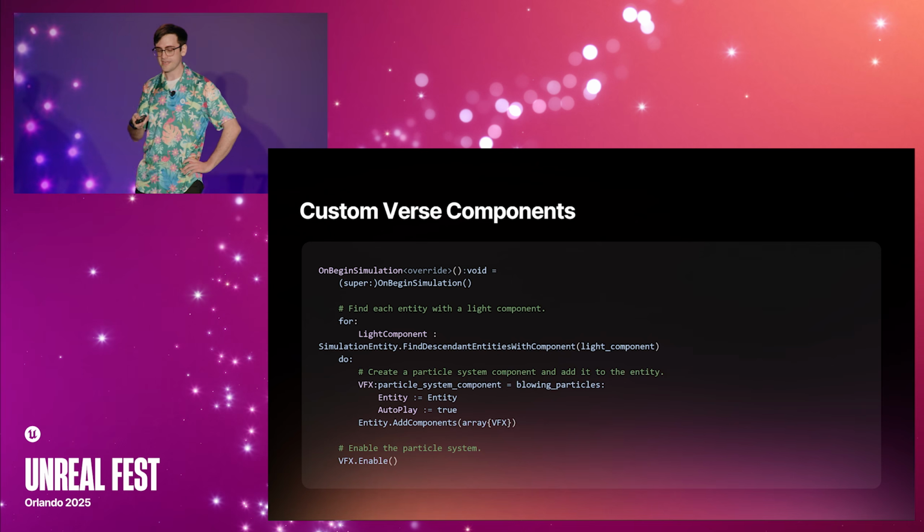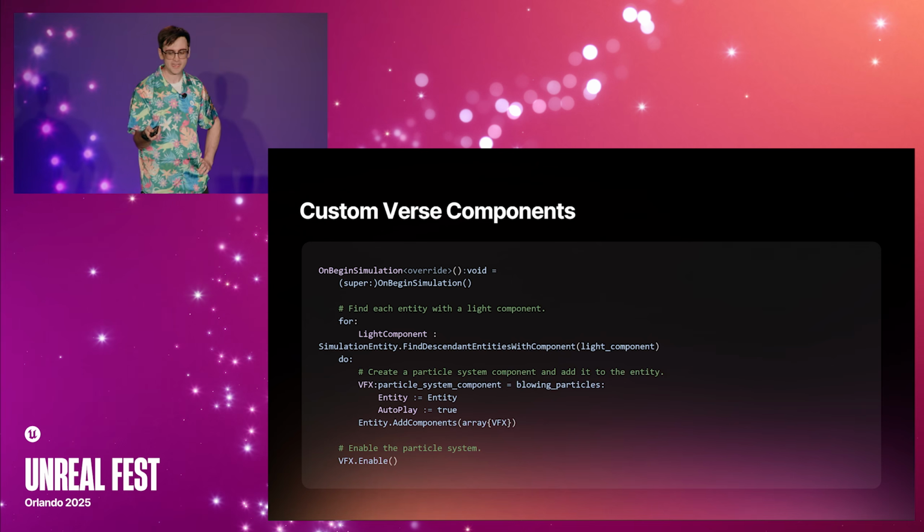Then we create a new particle system component named VFX of type blowing particles. What's blowing particles? Well, actually, it's a custom VFX asset that we expose to Verse through our assets file. We then set it up, add it to the entity with the AddComponents call, and then enable it. And even though this is a super simple looking example, it's not that many lines of code.